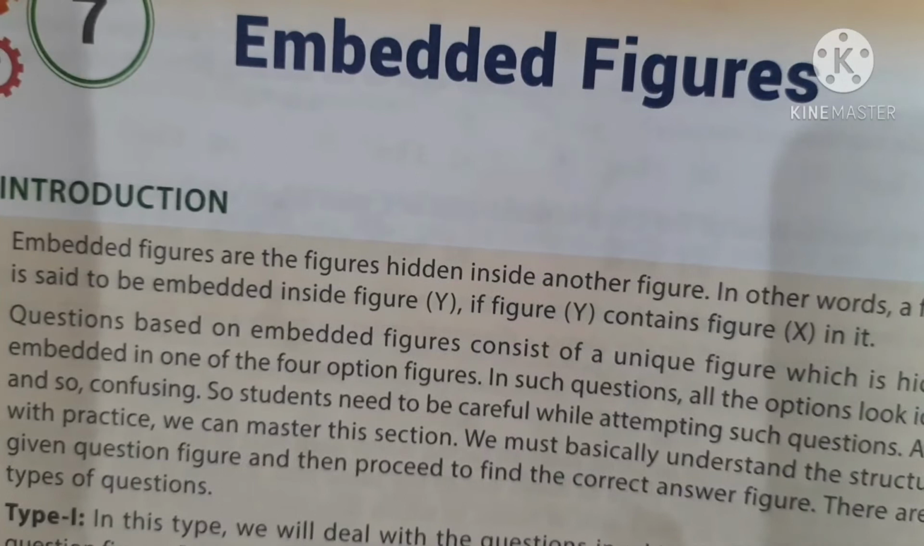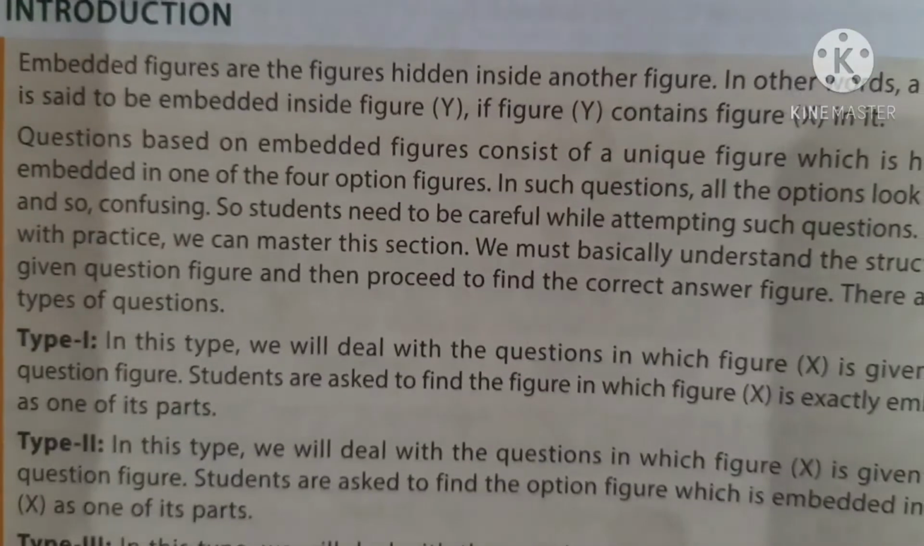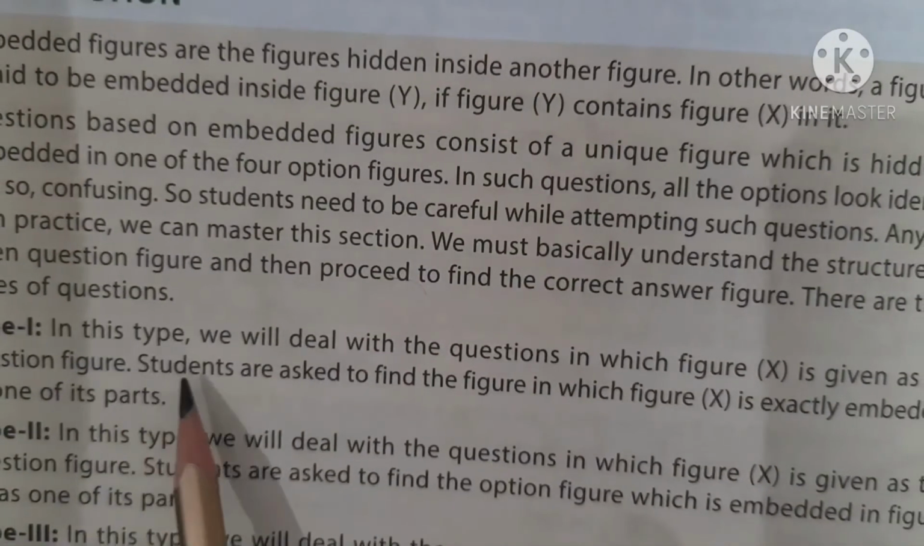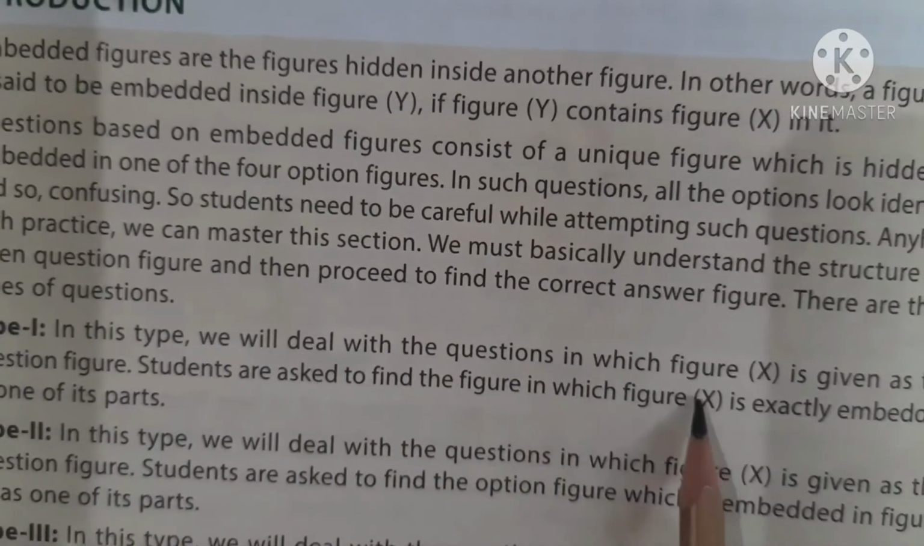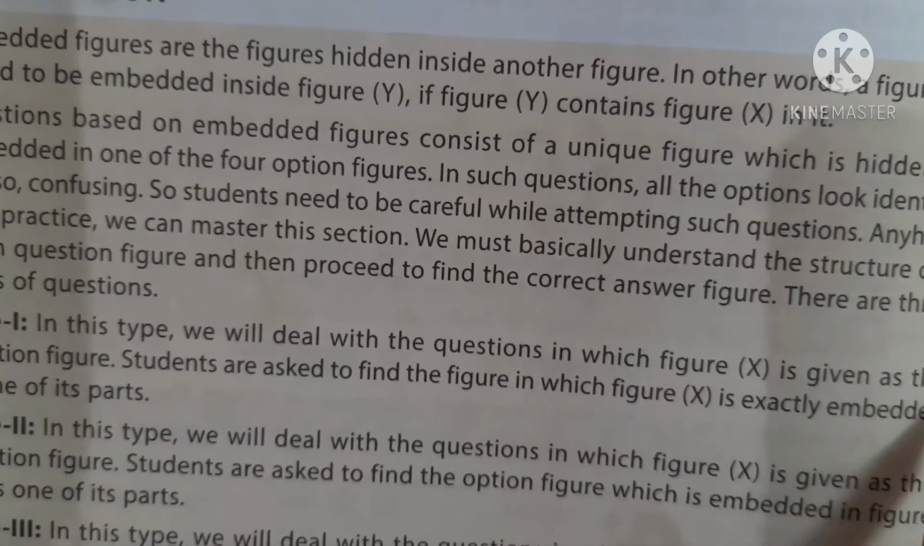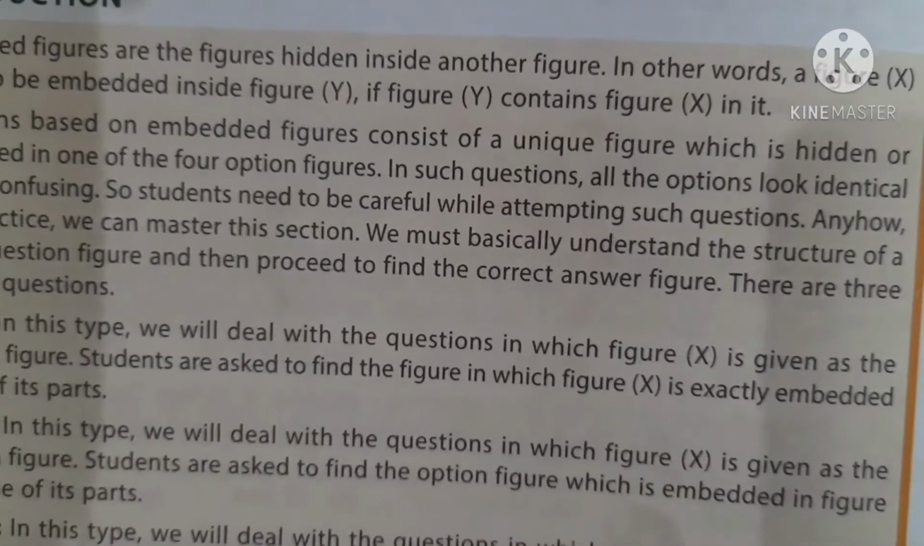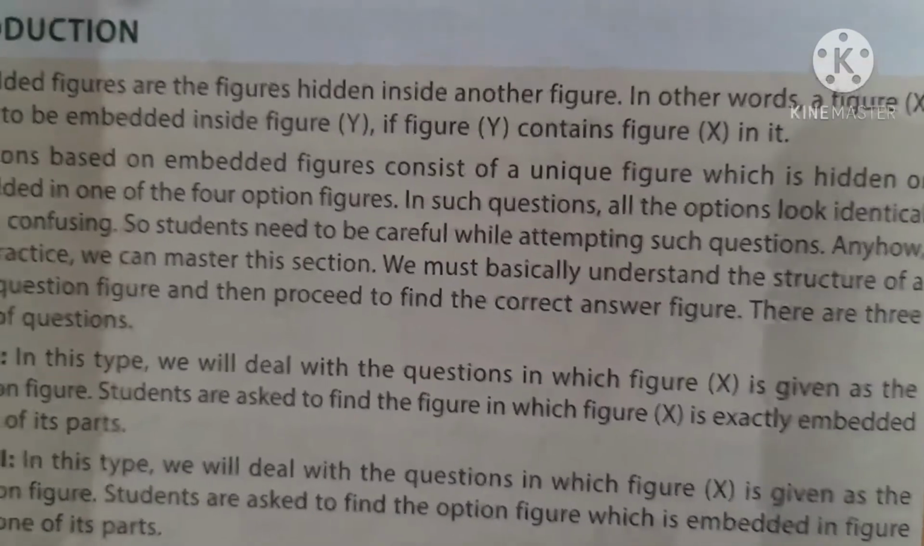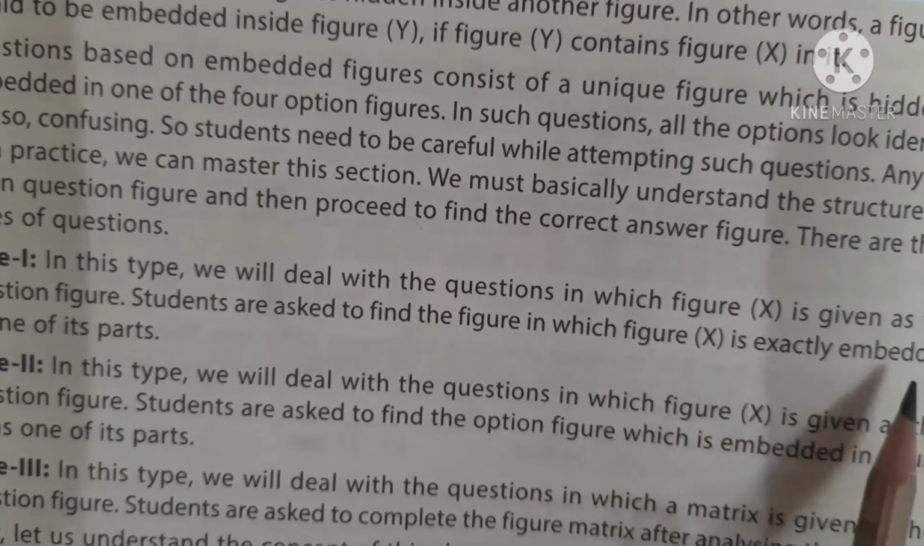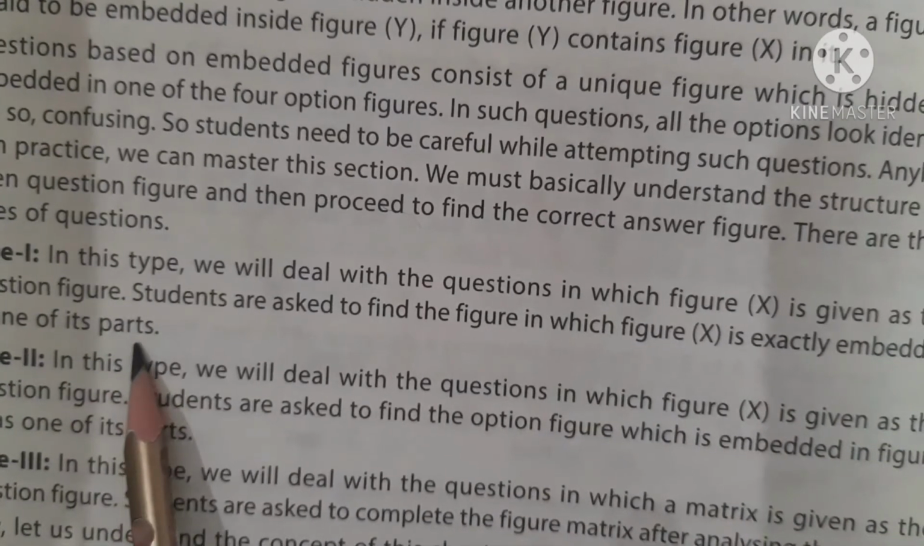Now, there are 3 types of questions which you will be finding in this chapter. Now, type 1. In this type, we will deal with the questions in which figure X is given as the question figure. Now, in first type, question figure will be given to you. That means only one figure will be there, and students are asked to find the figure in which figure X is exactly embedded as one of its parts. So, one figure is given to you and you have to tell that the figure which is given in the question is there in which of the 4 options.